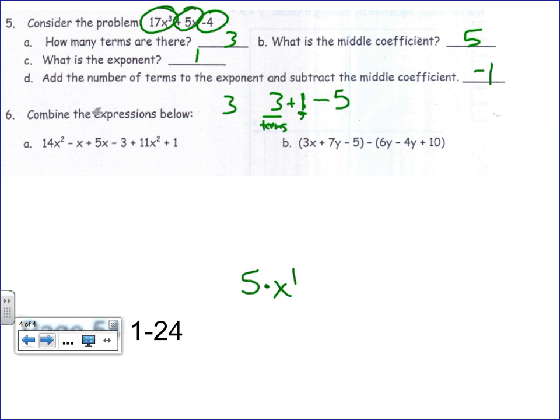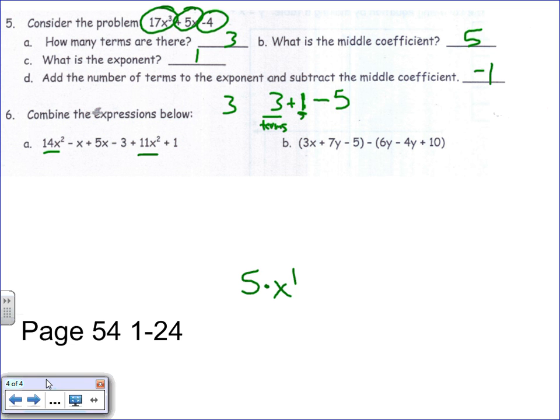I'm just trying to show you some weird ways that the questions can be asked. Again, this is more just preview than it is reading. 14x squared and 11x squared. What's 14 plus 11? X squared. Negative x and 5x. Negative 1 plus 5x is 4x. And then negative 3 plus 1.